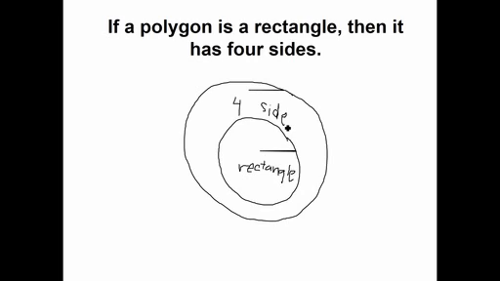So now I'm trying to think about this. Okay, so if you've got a rectangle on your paper or in your hand, whatever, if it is a rectangle, it would be in this circle, and it would have to have 4 sides because every part of the rectangle circle is in the 4 sides circle. All right, let's go on.